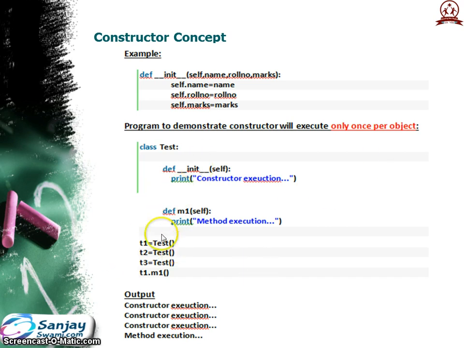Now this program illustrates that we have created three objects t1, t2, and t3. All the times we have not passed anything, but it will call the constructor with respect to this particular class definition. Here we have called t1.m1, that is the user-defined method. So this is the method execution. So the constructor is executed three times, that is, per object the constructor is executed once.